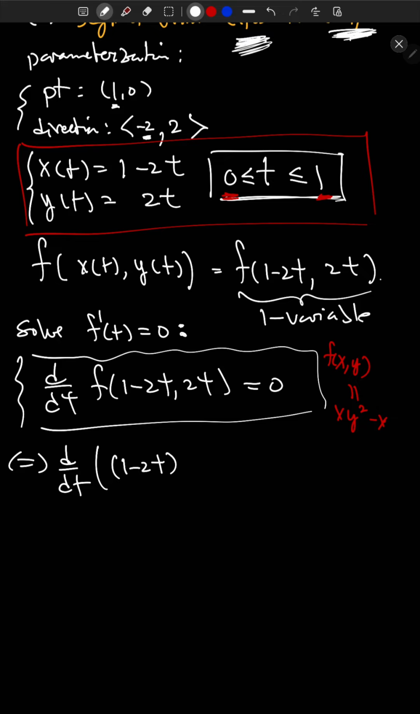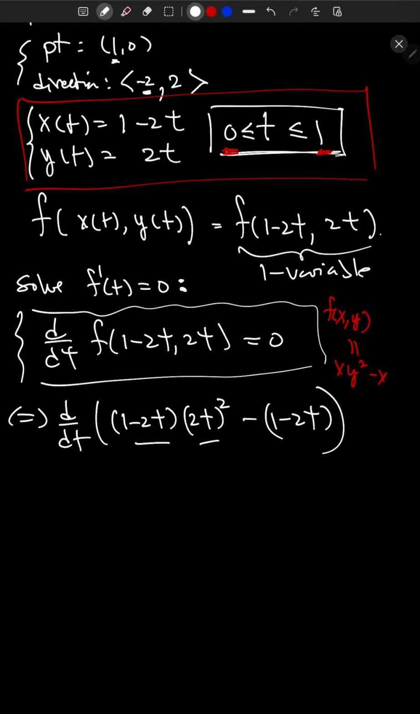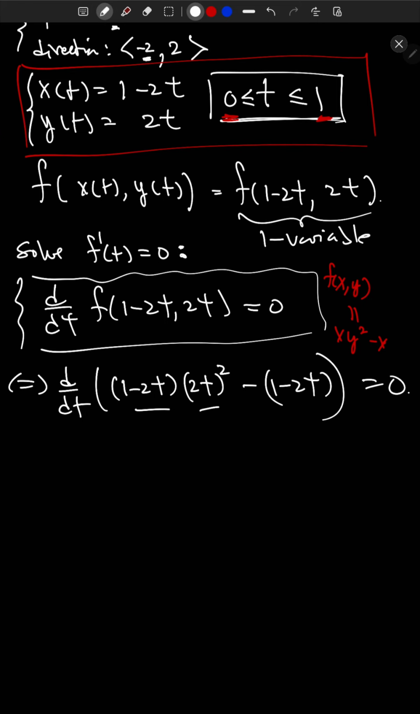What's the best way to write this? Let's not go fancy. Let's just brutally do this: x y squared minus x, with x = 1 minus 2t. So I want to solve where this is equal to 0. Now you can literally see this is one variable calculus. The only thing that's happening here are t's.